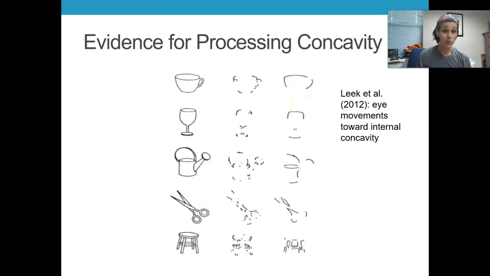Leek and colleagues back in 2012 also found that when you're looking at pictures of objects, people tend to move their eyes towards areas that are concave. Again, suggesting that for us to be able to recognize an object, we tend to focus on areas that are concave and move inward rather than those that are convex and pop outward.